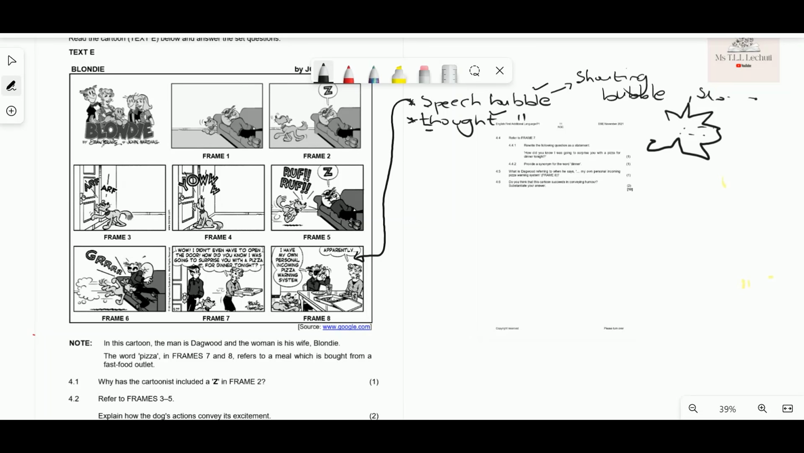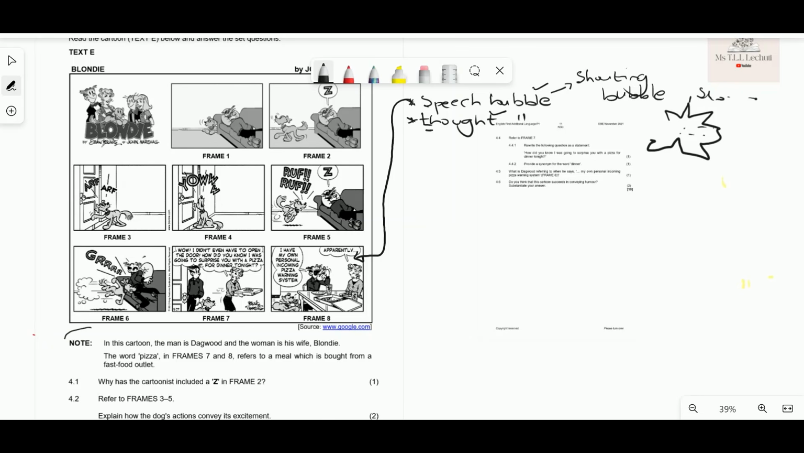And I've already said at the beginning of the lesson that we get our evidence from body language, or rather the description of body language, as well as facial expression, as well as the words of the characters. And before you can even study the cartoon, remember a cartoon is a series of frames which are used to establish a story.